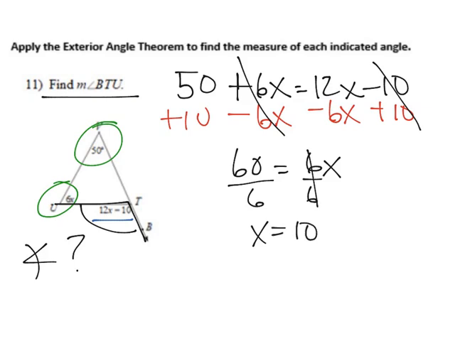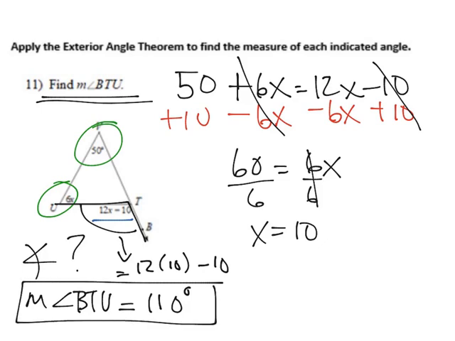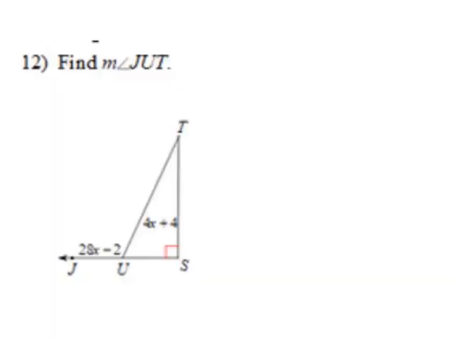Now, this is not the answer. We're asked to find the measure of BTU. So, here, I would get 12x. Well, instead of x, I know what x is. x equals 10. So 12 times 10 minus 10. Okay, and the measure of BTU is going to be equal to 120 minus 10, which gives me 110 degrees. Okay? All right. Move on to the next one.